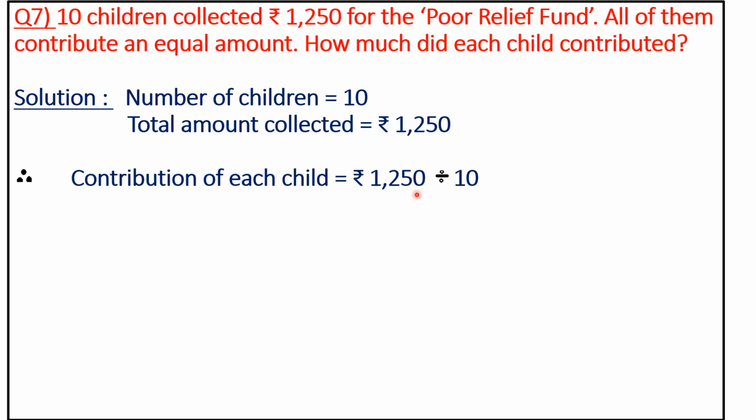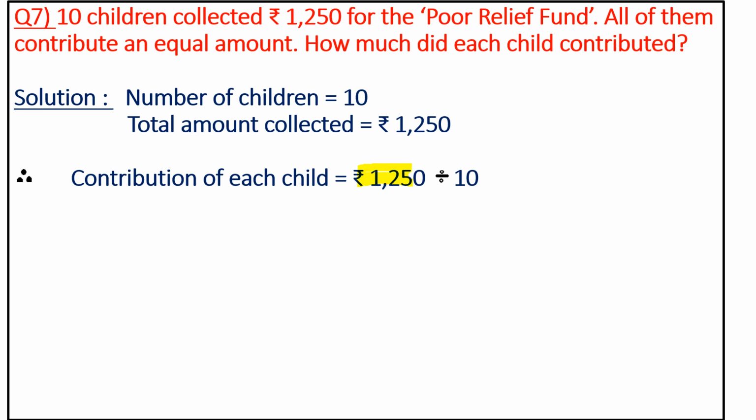Now children, you remember the property when we divide any number by 10. So when we divide any number by 10, the digit at the ones place is your remainder and the leftover digits, this number is your quotient. Okay. So I think you remember that when we are dividing with 10, this number, 125 is your quotient and 0 is the remainder.